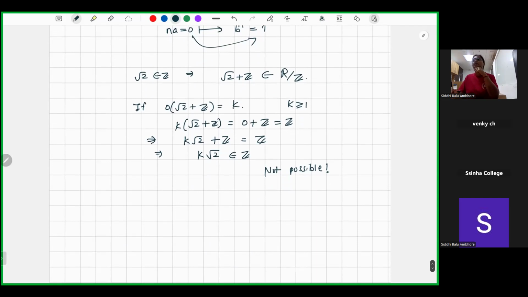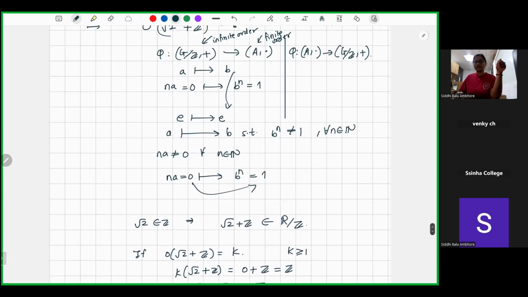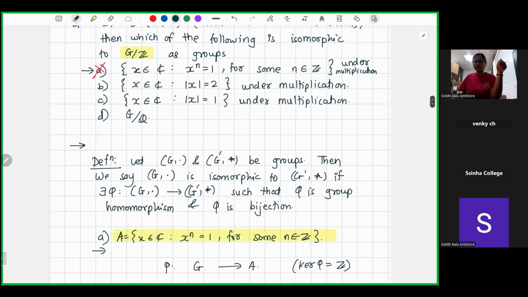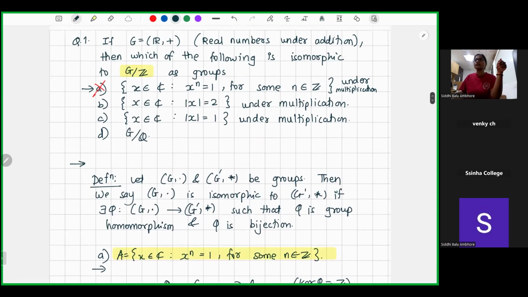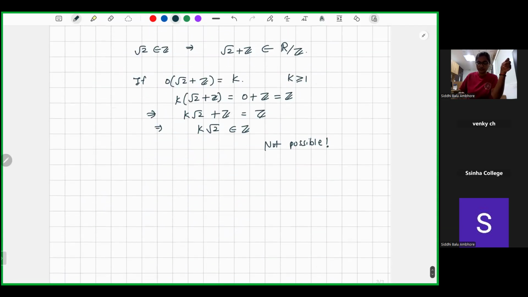Is this okay? Any doubts, please let me know. Otherwise, I will move to the next part. Okay, if not, then let us move to the next part.